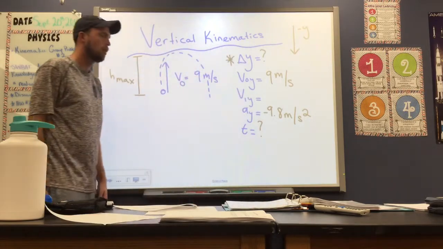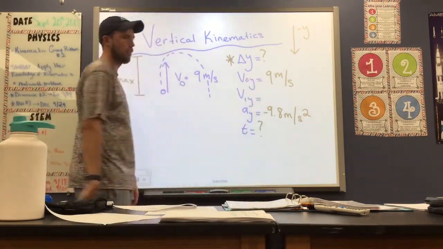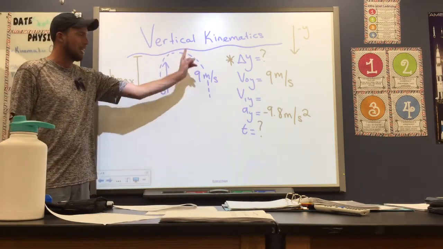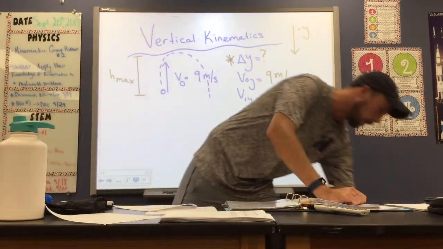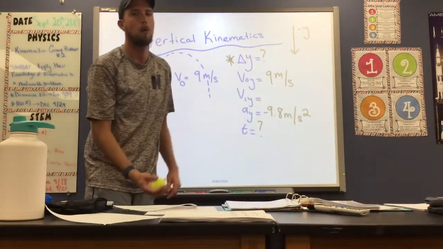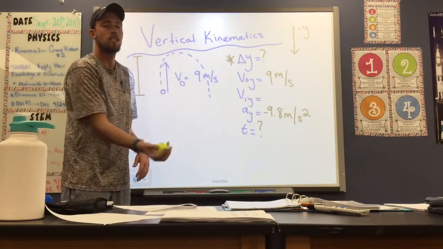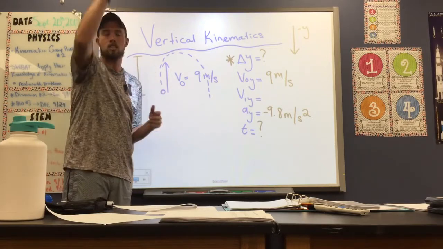I don't know time. So it looks like what we need to figure out is my initial velocity, or excuse me, my final velocity, when I reach my h max, the top of my trajectory, if you will. One thing I want to show you really quickly: if we toss any ball up in the air, hopefully this won't break anything, this is essentially what we're doing here. We're tossing a ball and noticing how high it's going.